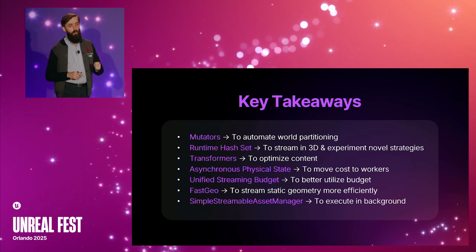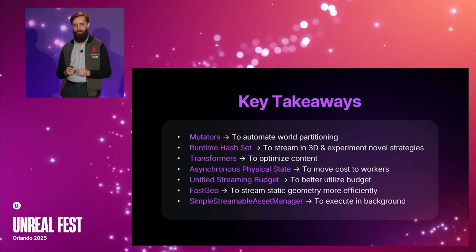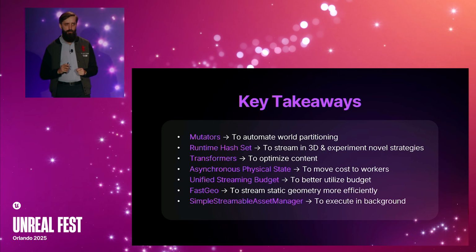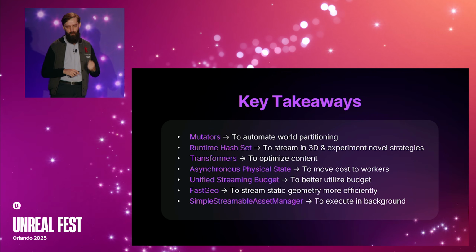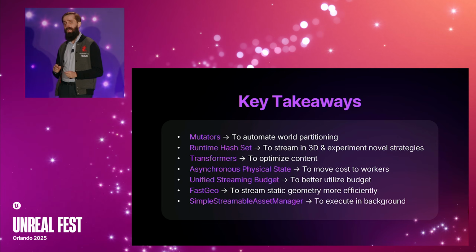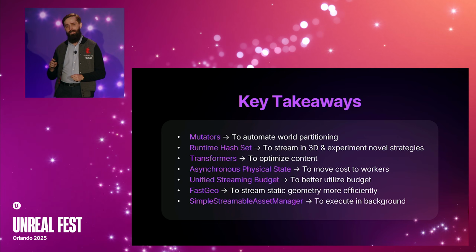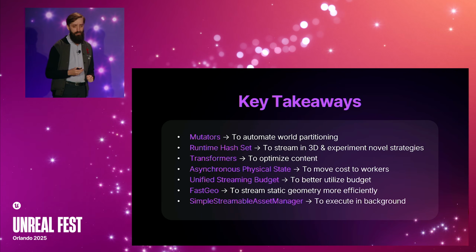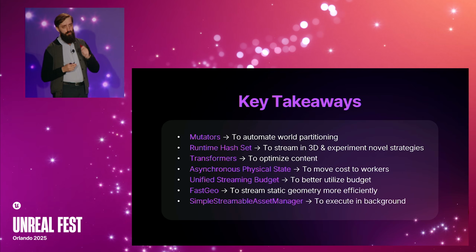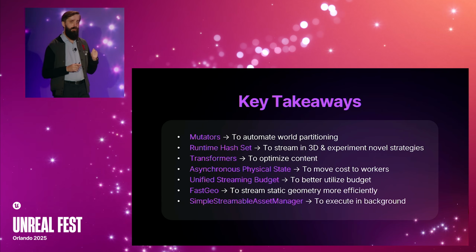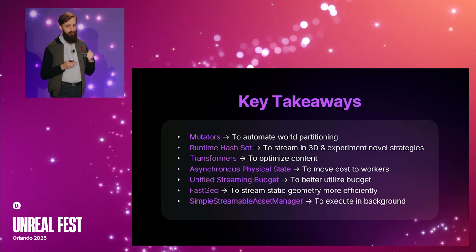The transformers will help us optimize content we build, and asynchronous physics state creation moves all the heavy processing to the workers instead of dealing with it on the critical path. Unified streaming budget allows us to worry about fewer budgets and helps us efficiently use those that we assign. Fast Geo streams static geometry more efficiently. And finally, the simple streamable asset manager executes in the background so we don't have to worry about it.